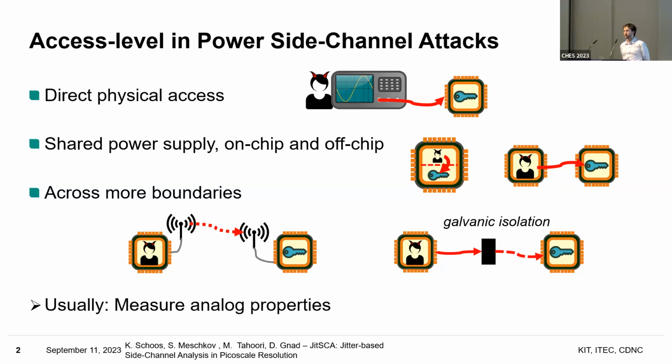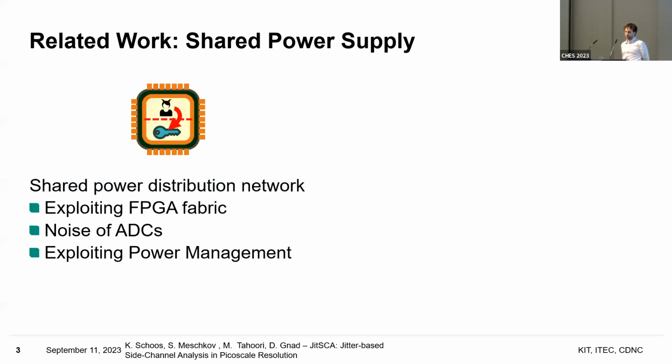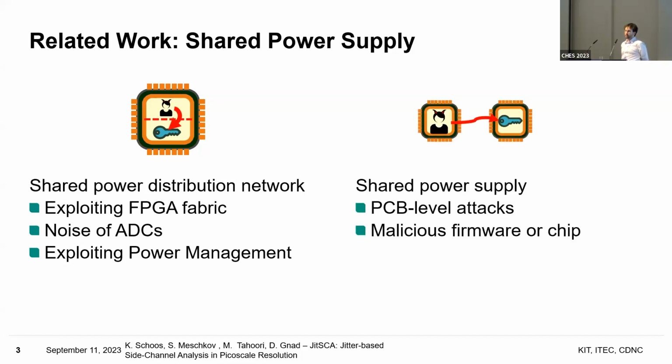But usually all these attacks also measure analog properties. So even the attack we've seen in the last talk with the sensors, they indirectly measure some analog signal. So I come to some details again. For shared power distribution networks, we were exploiting FPGA fabric. For example, we can also use the noise of an ADC sensor in the same chip, or exploitation of power management is also well known by now. For shared power supplies, we have seen chips across the same PCB, but with the same power supply. They could be exploited through malicious firmware or through the other chip.